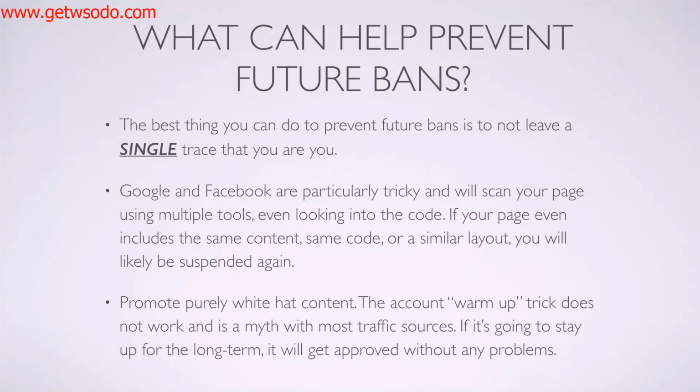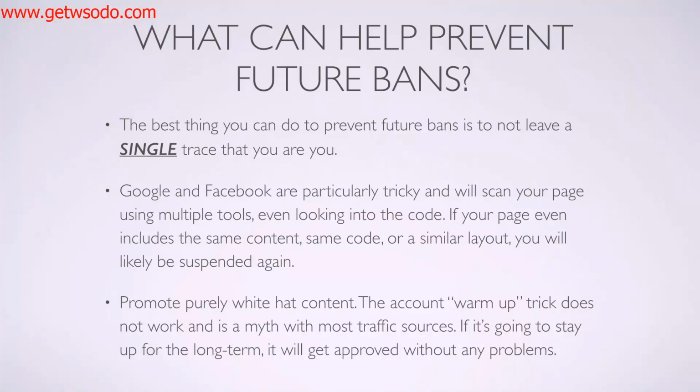So what can help to prevent future bans? Now, the best thing that you can do to prevent future bans is not to leave a single trace that you are you. Imagine that you basically have to create an entirely new identity, and no, you don't need to actually get that sketchy, but these automated systems are going to be looking for you and your content because you're now on their blacklist. Whether it was your fault or their fault, it doesn't matter.